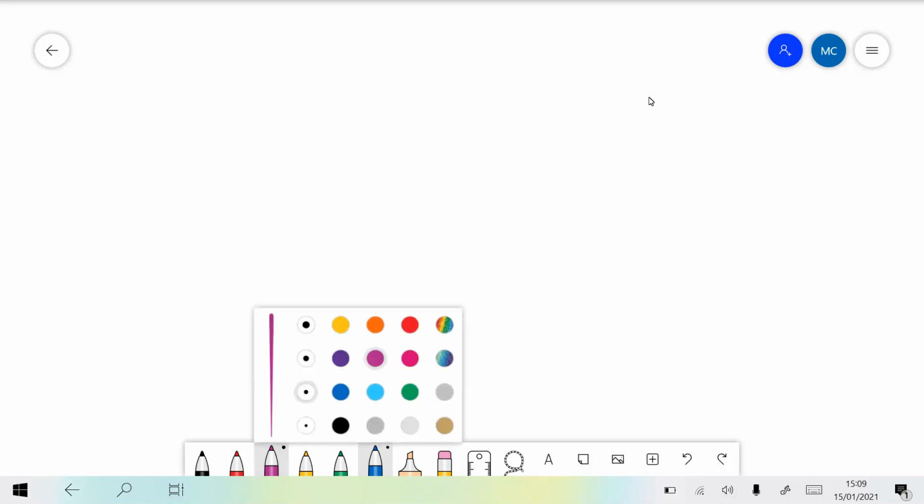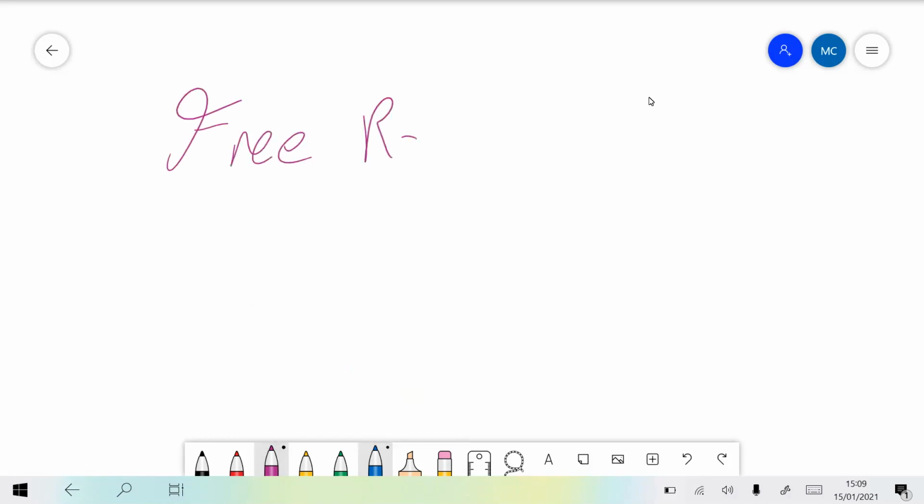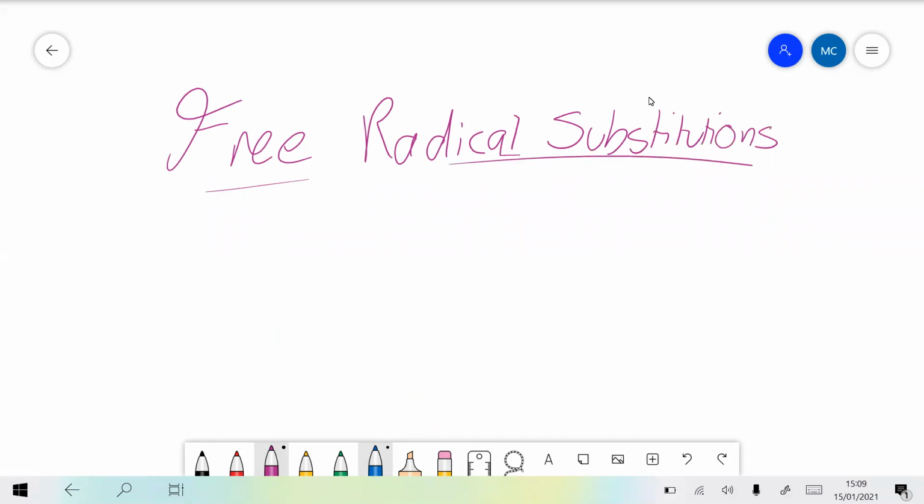So today we are going to be speaking about free radical mechanisms. Now, you should all have done this last year or the year prior, and normally it's the first topic that you cover in organic chemistry.